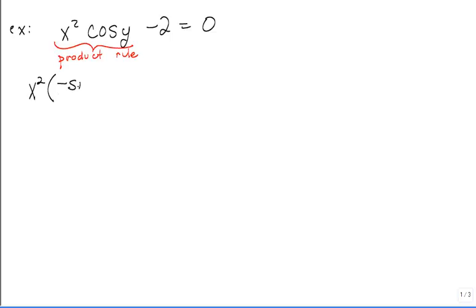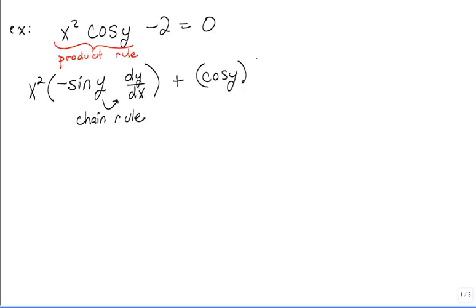Derivative of cosine is minus sine y, but you have to come back, use the chain rule, and take the derivative of the inside. Okay, that's the chain rule. Plus second times the derivative of the first, which is 2x. Bring the power down, leave the inside alone, subtract 1, come back, take the derivative of the inside. Again, that's the superpower rule. Derivative of negative 2 is 0, so that's just equal to 0. Simplify it.